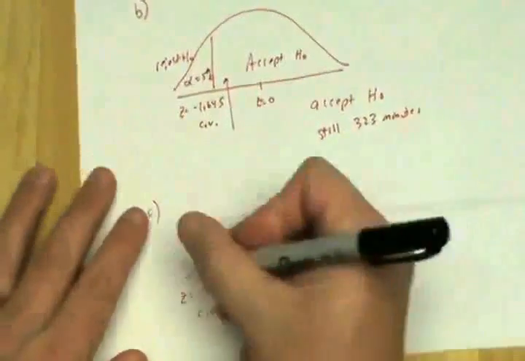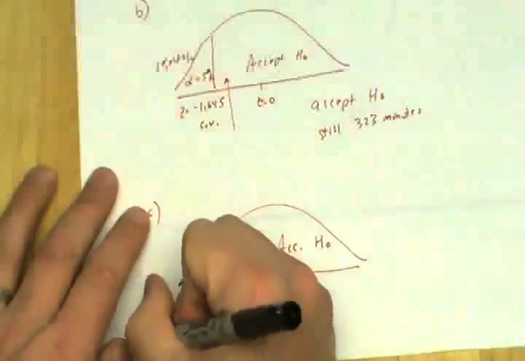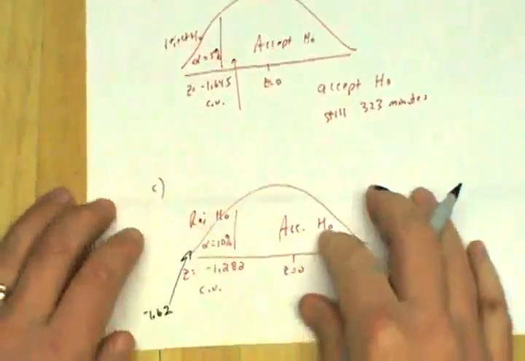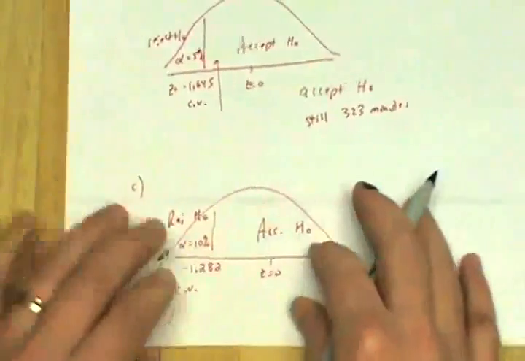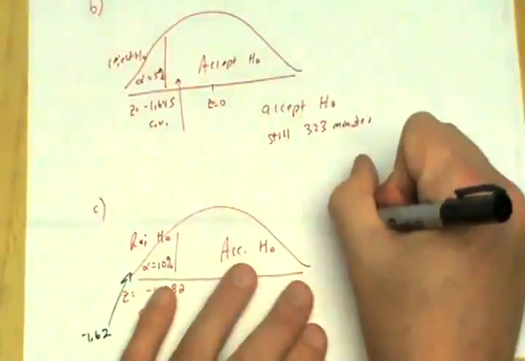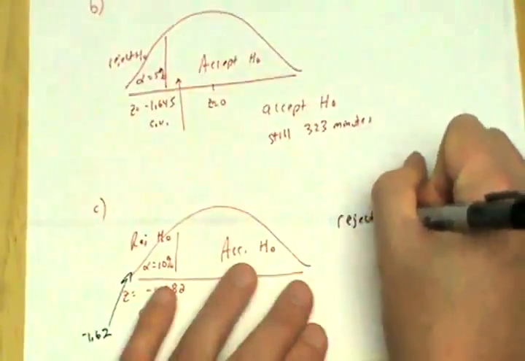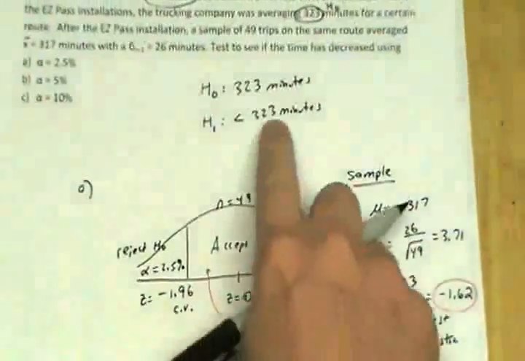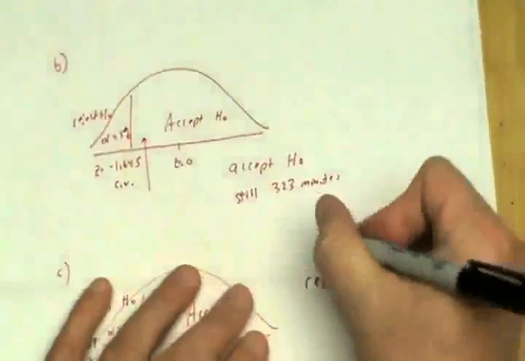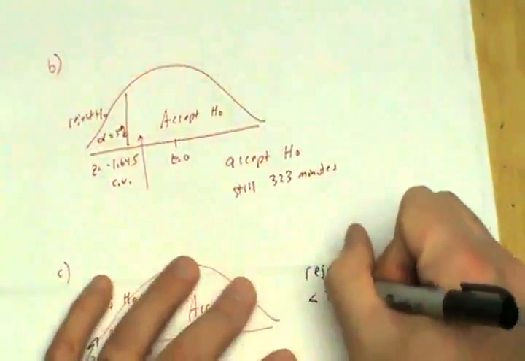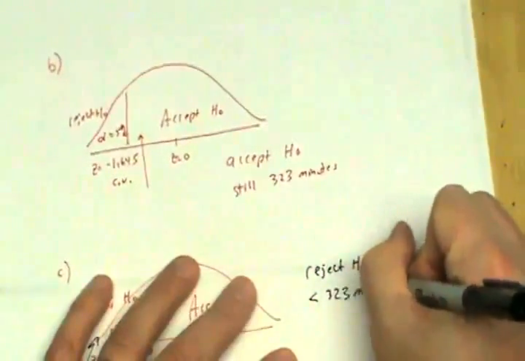Our test statistic of 1.62 is going to lie beyond the critical value. That would end up being the rejection region, so we're going to reject H0. And so we're going to say we reject this, we're going to accept its alternate, which is going to be less than. So now we are saying, well, no, we actually did save time.